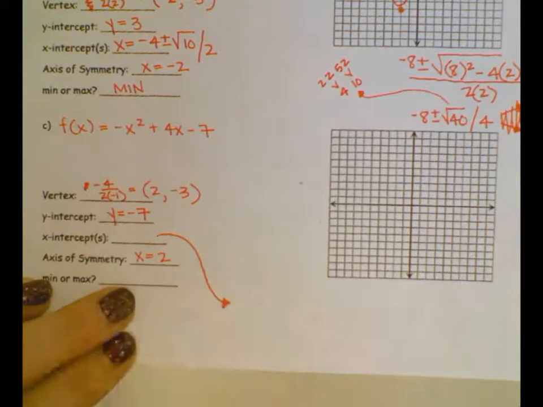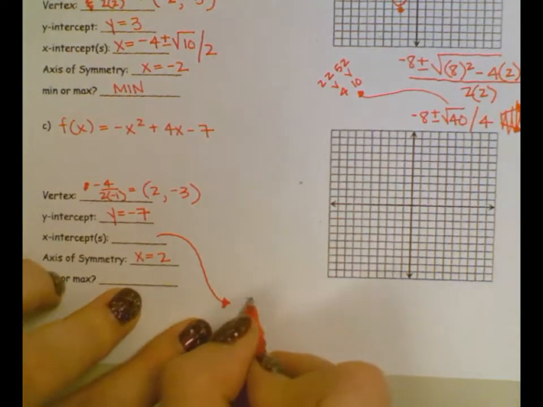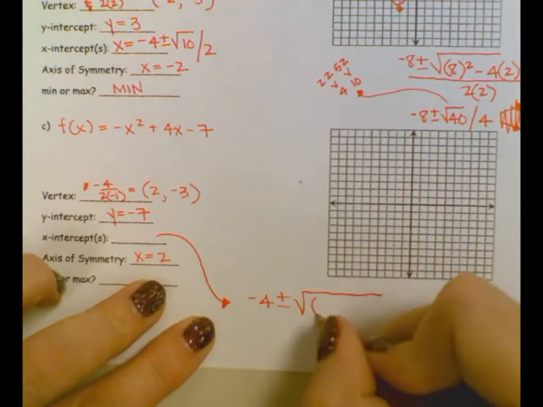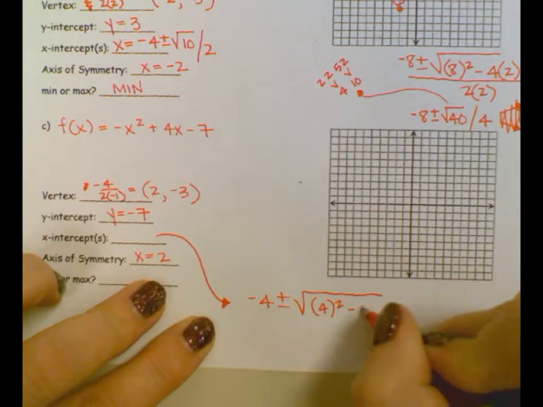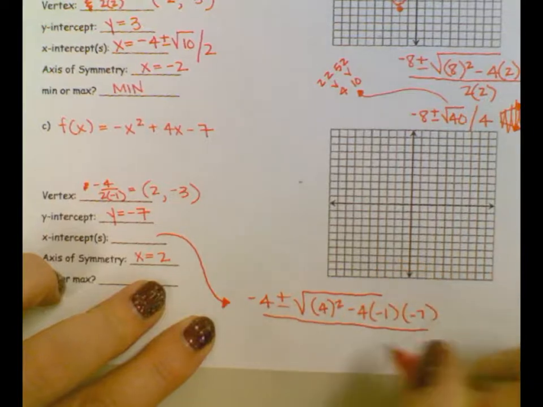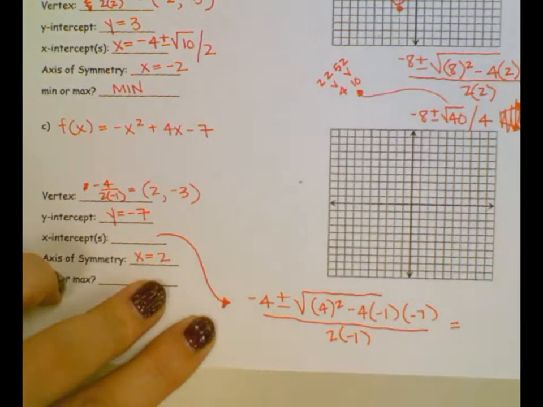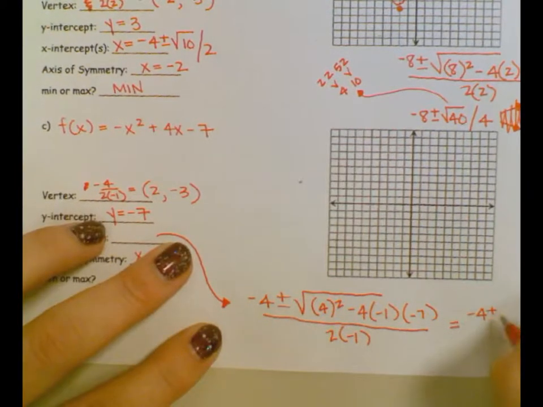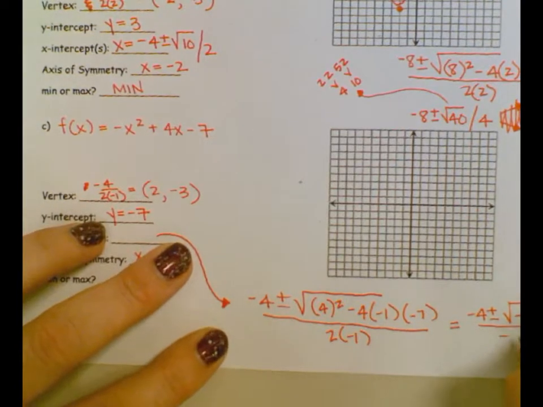So I'm going to come down here and do my quadratic formula like you guys love. Negative b plus or minus the square root b squared minus 4ac all over 2a. All right, so just under the radical. So 4 squared minus 4 times negative 1 times negative 7. So that's going to give me negative 4 plus or minus the square root of negative 12 all over negative 2.